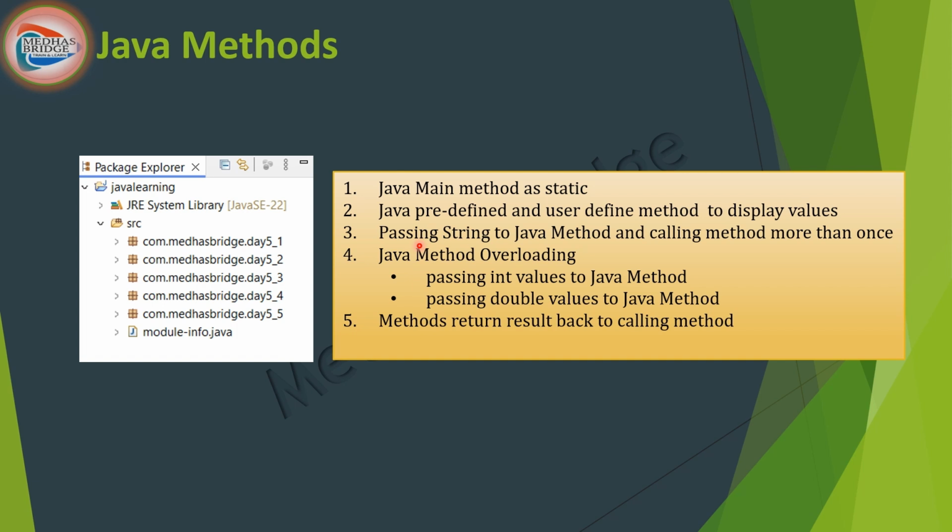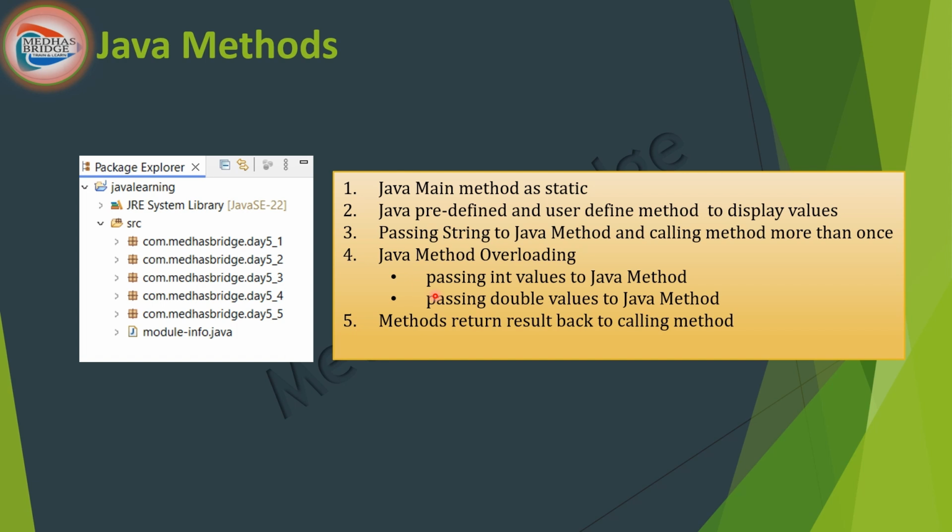predefined methods and user defined methods, to display a string value, passing a string to a Java method and calling methods more than once. We can see that experiment too. We're also going to see Java method overloading, because this is one of the object oriented features which we can see in Java.